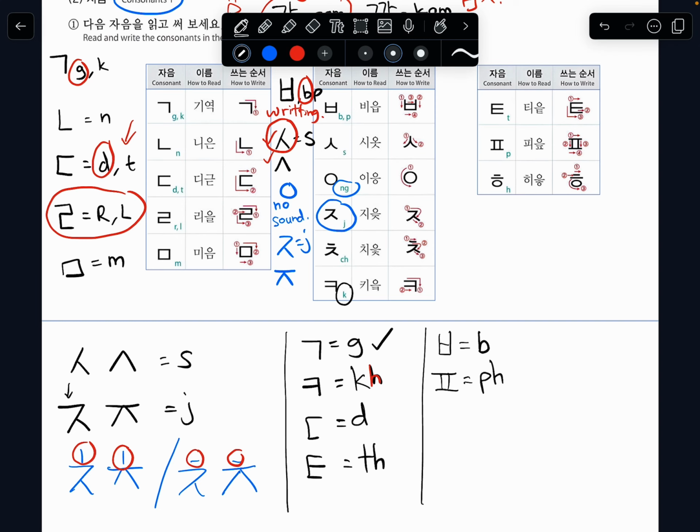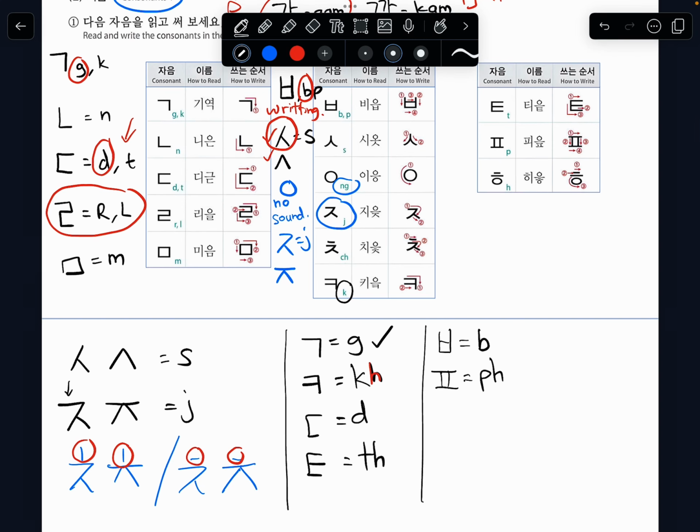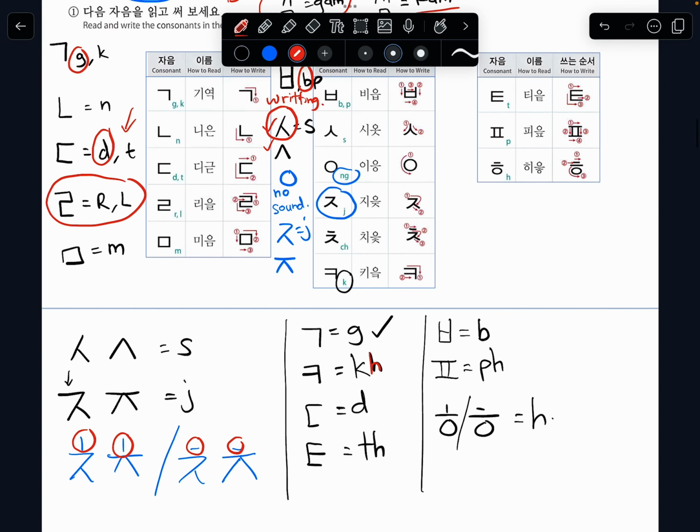And then lastly, we have the shape of H. Someone wrote like this or someone wrote like this. You can choose between. This one is H. The only difference is this one is vertical, this is horizontal.